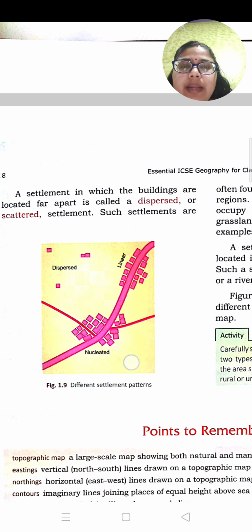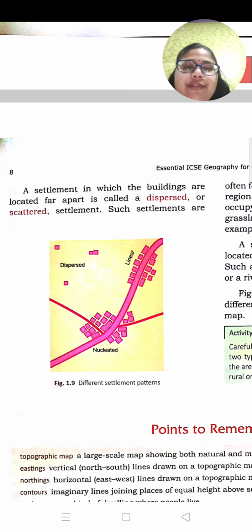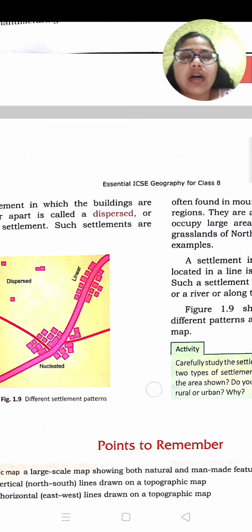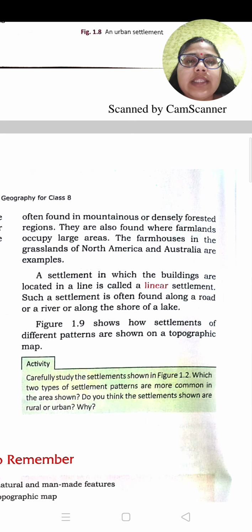a settlement in which the buildings are located far apart, दूर दूर, जहाँ बिल्डिंग दूर दूर बने हों, that kind of settlement is known as dispersed or scattered settlement. Such settlements are often found in mountainous or densely forested regions. They are also found where farmlands occupy a large area.